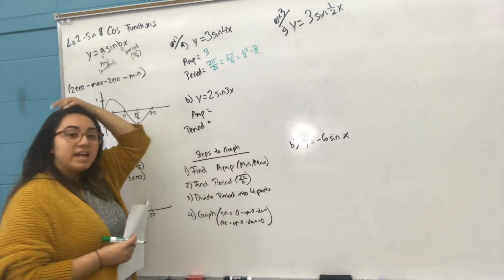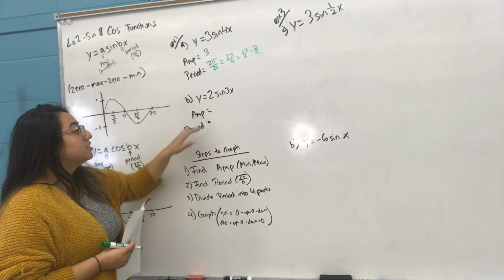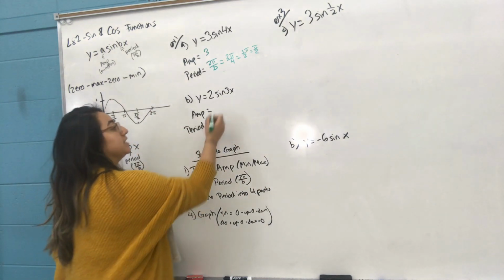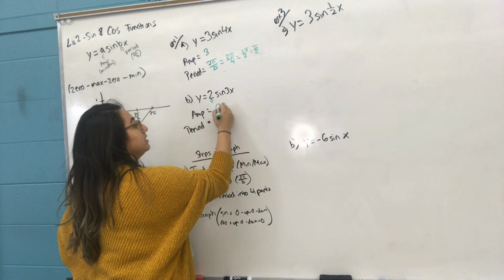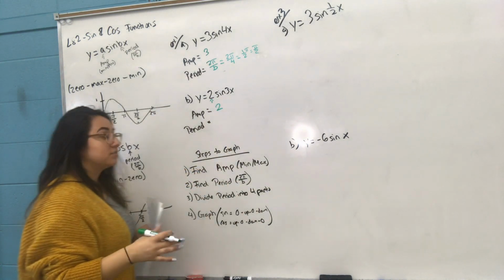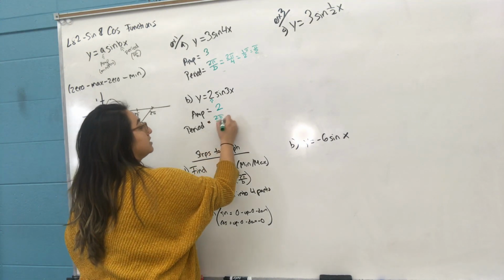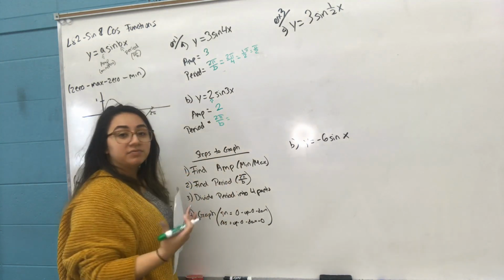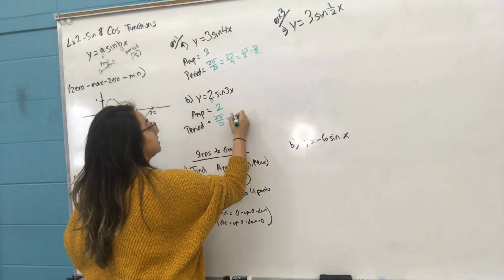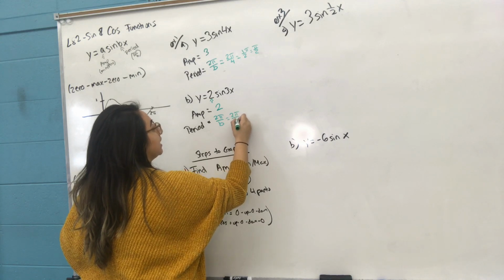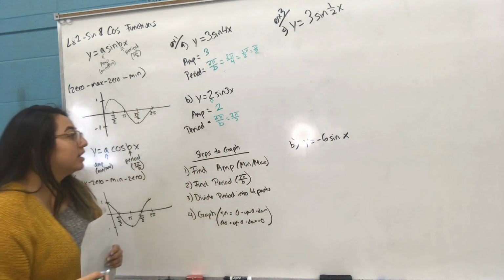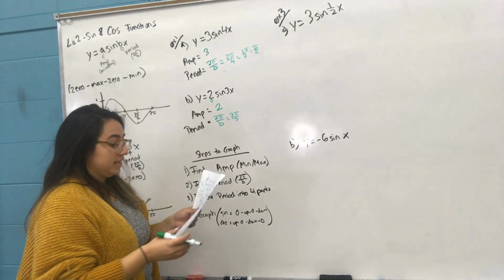Here in B, we're finding our amplitude and our period. Our amplitude is the minimum and maximum point, and it's always the number in front of sine and cosine. It's 2. That one's very easy to identify. Your period is 2π divided by b. Your b is the number in front of your x. In this case, it's 2π divided by 3. You can't simplify that anymore. That's just the period of a wave.